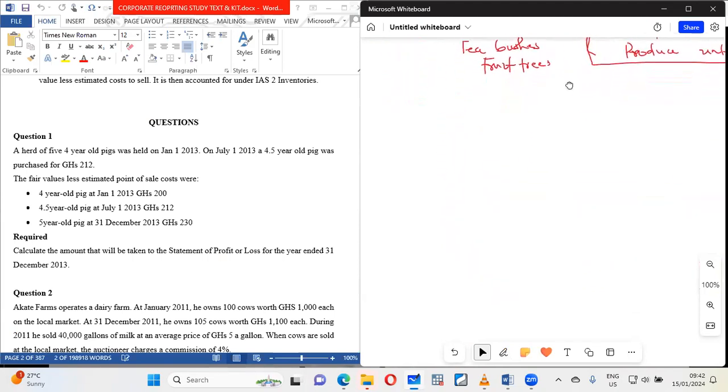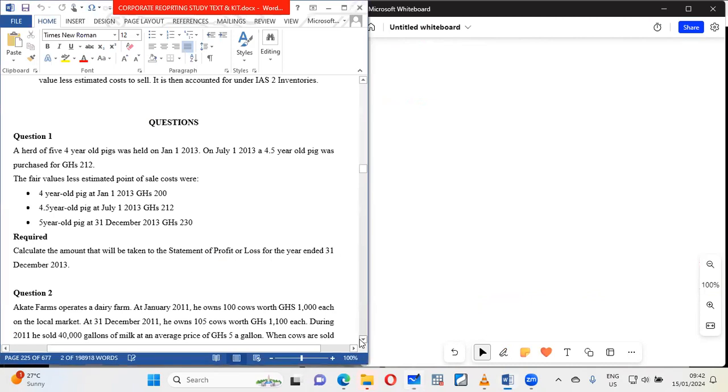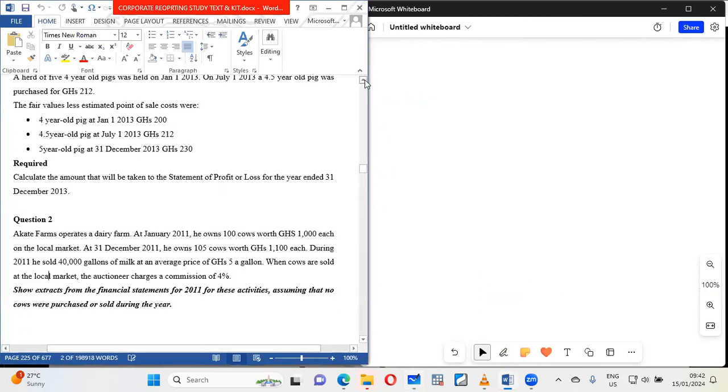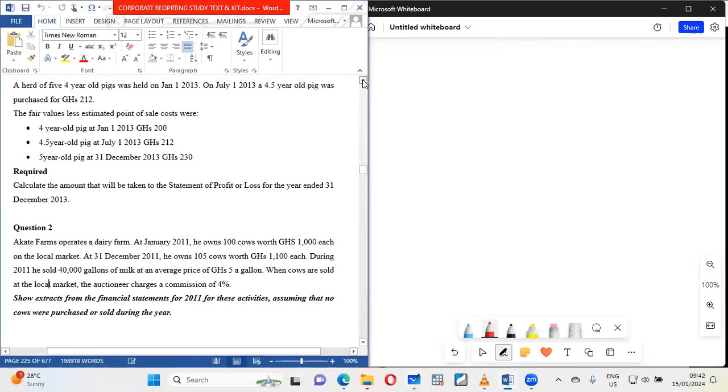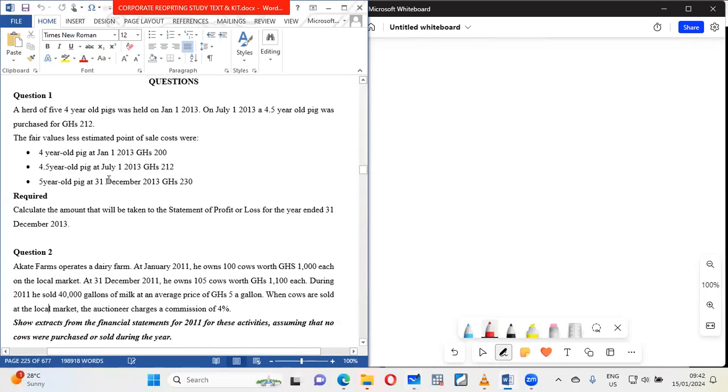All right, so we have this question to deal with. I mean, about 2 questions. We'll look at them, then we go. Let's try and break these questions down and get some solutions to them. The first question says that there's a herd of 5 four-year-old animals. So they are 5, but they are 4 years old. How do we go around this?